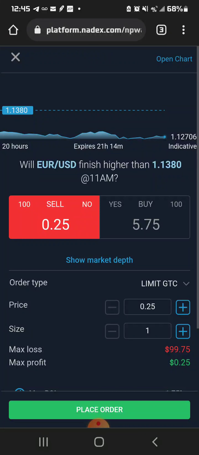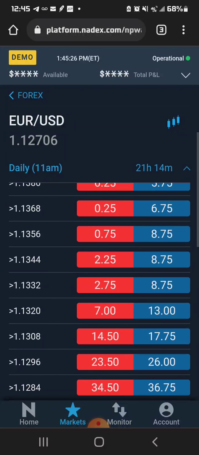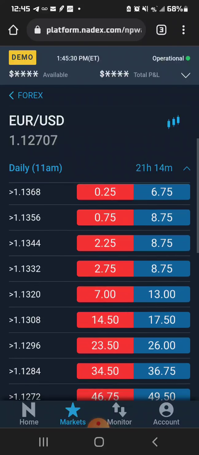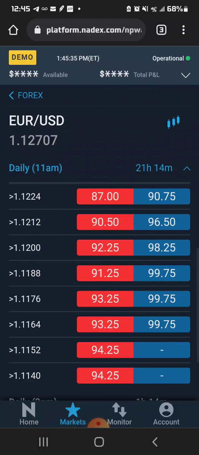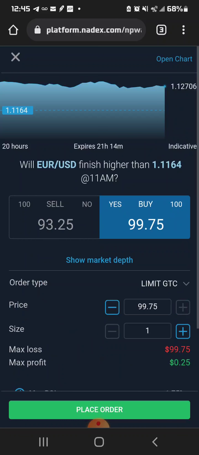Okay, let me see if I can go back to a different one. Now, notice that the prices change. That was the cheapest one right there. Let me scroll all the way down to the bottom and teach y'all a different lesson. All right, I'm going to click this 99.75 one.